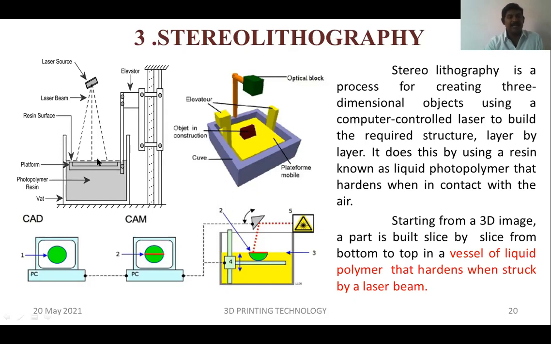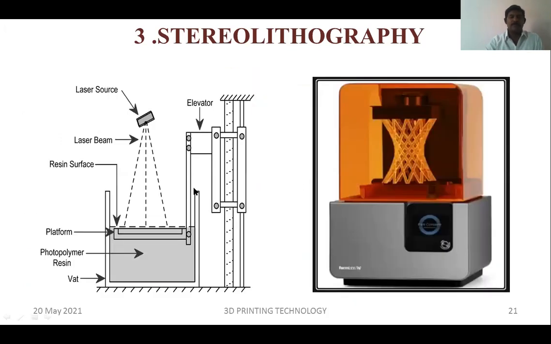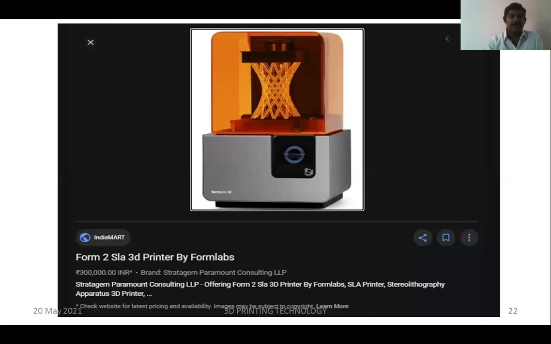So layer by layer, it will form. The major component of this resin is photopolymer. So here the resin will convert into a material through this laser beam heat. Layer by layer, it can easily be generated here. The right side figure represents the stereolithography printer. The approximate price of this stereolithography printer is 3 lakhs.